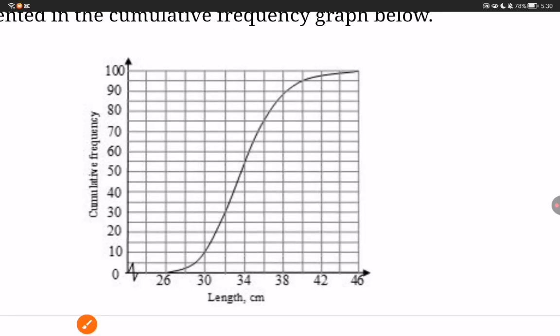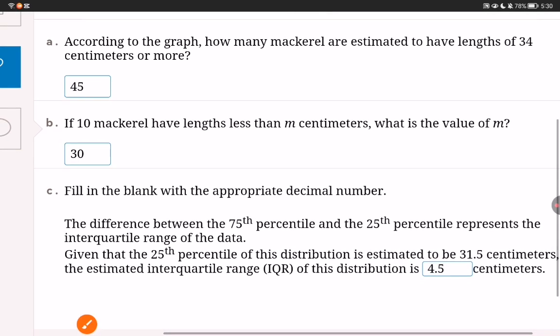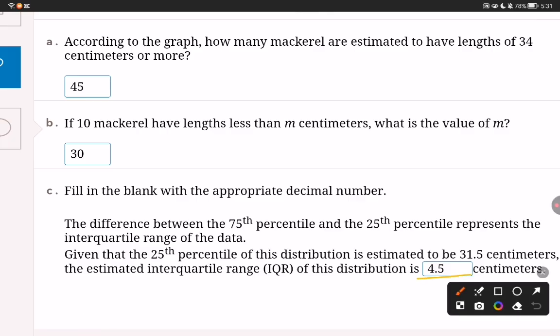So 75% of 100 is 75. We're going to go to 75 on the y-axis, which is here, and you're going to go to the curve, and then you're going to go down to the x. You get an x of 36. So that means you're going to do 36, because it's the 75th percentile, minus 31.5, which is the 25th percentile, to find the interquartile range. So minus 31.5, and then you get 4.5. Okay?